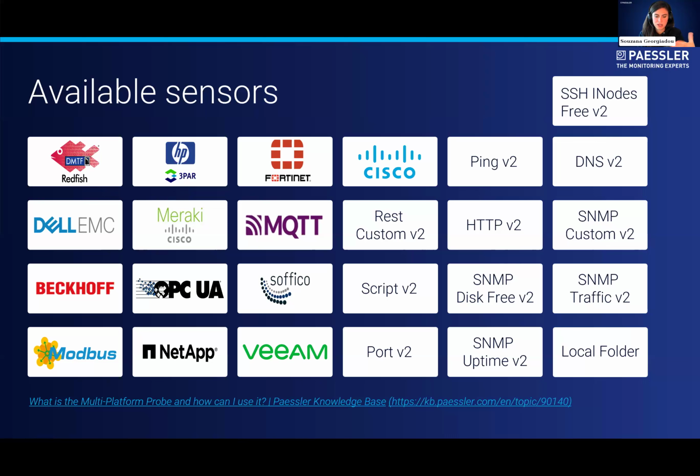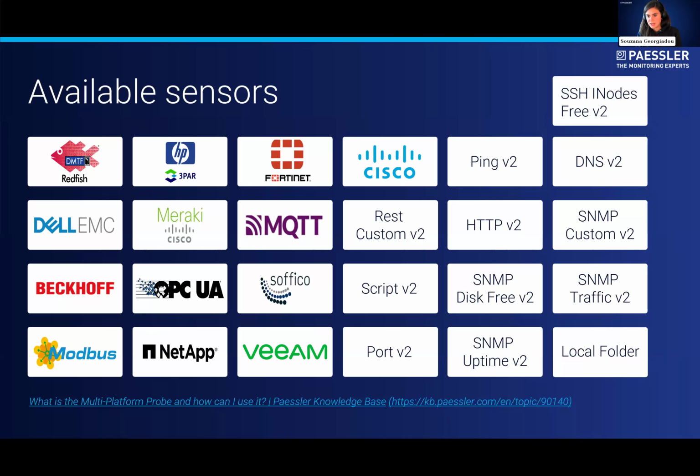Here we can see the sensors we have. So here on the left side, you see all the native sensors that we offer. We offer sensors that are pre-configured. You just need to add some credentials. And then you add the sensor and the channels are there already, and then you can monitor your systems. And we have many logos, like the HP 3PAR, OPC UA, NetApp, Veeam, Dell EMC. And you can monitor all the systems that you have in your setup.